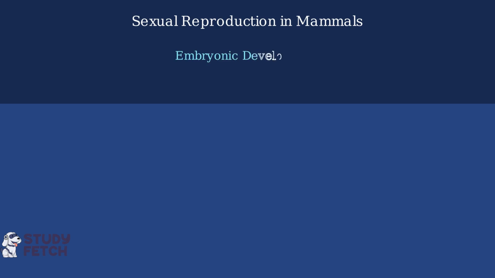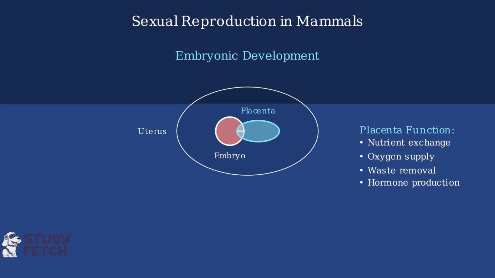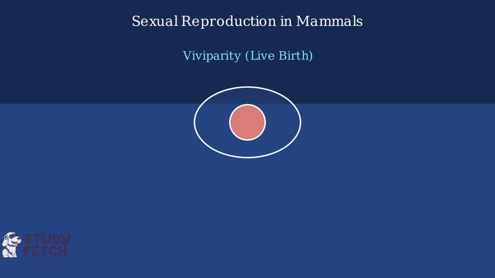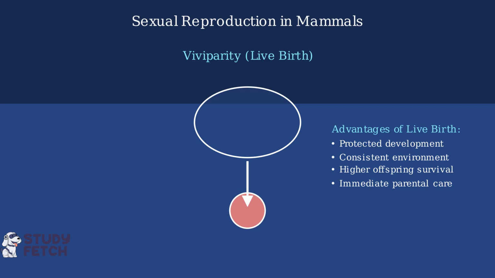Mammals utilize a specialized organ called the placenta for embryonic development. The placenta forms a crucial connection between mother and developing embryo. It provides nutrients, oxygen, and removes waste products. Mammals are characterized by viviparity, or live birth. The developing embryo grows inside the mother's body until birth. This reproductive strategy provides many advantages, including protection during development and higher survival rates.